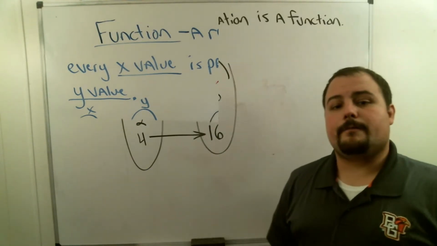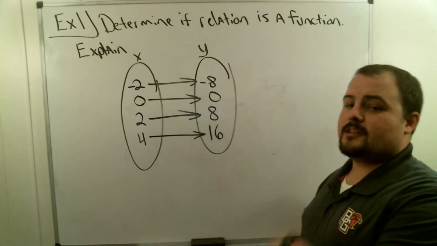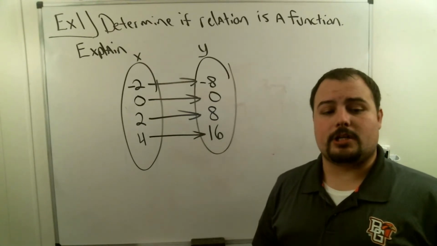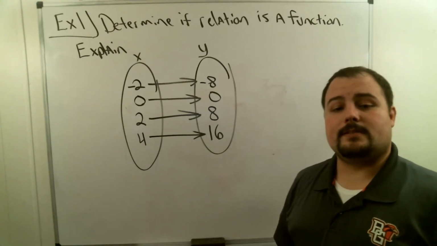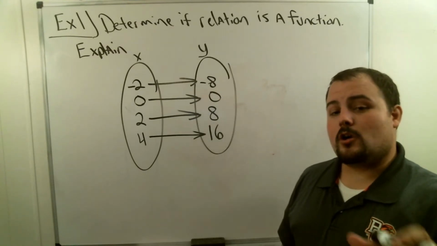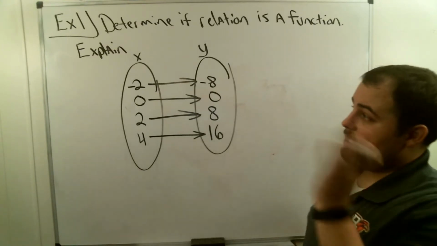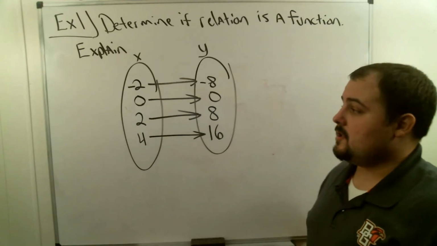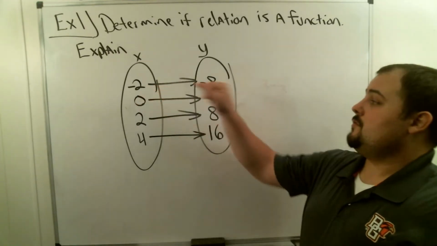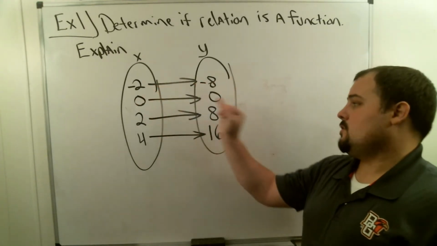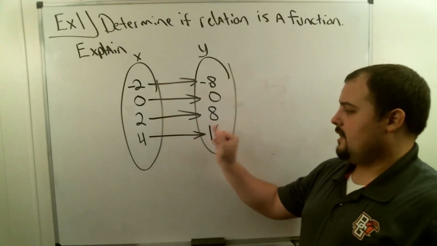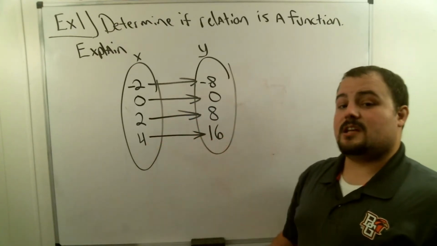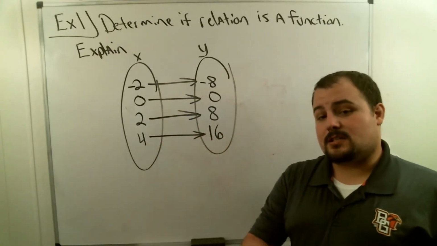In our first example, we have to look at this map and determine whether or not it's a function. Not only do we have to determine if it's a function, but we have to state how we know if it is or isn't. That's what it means when it says explain. So, we have -2 going to -8. We have 0 going to 0, 2 going to 8, and 4 going to 16. So in this case, this is a function.